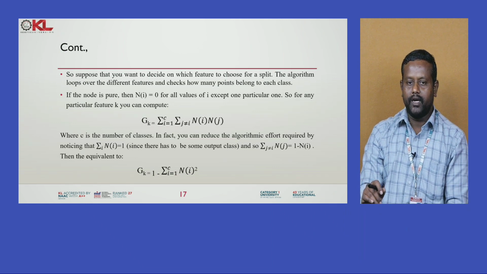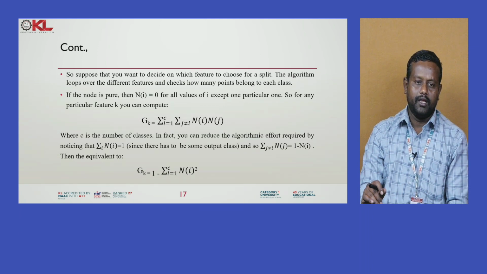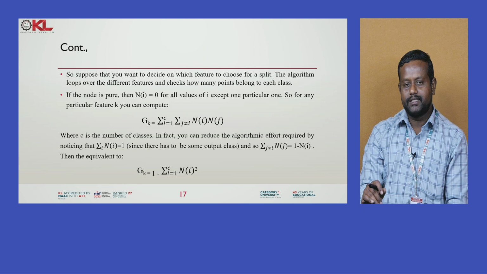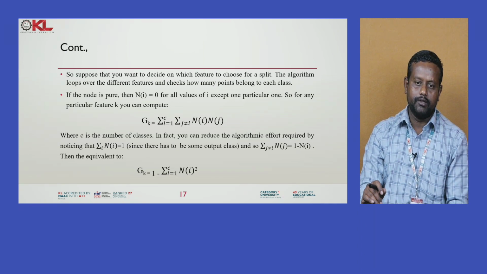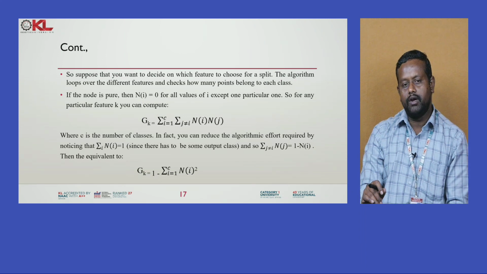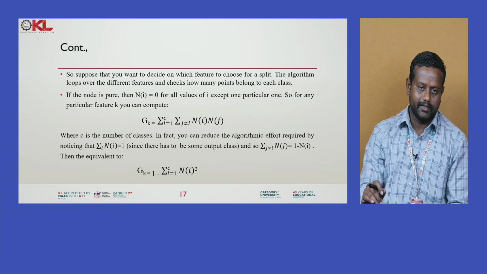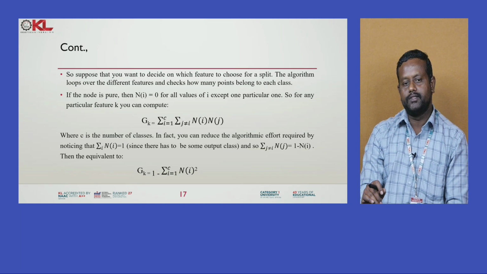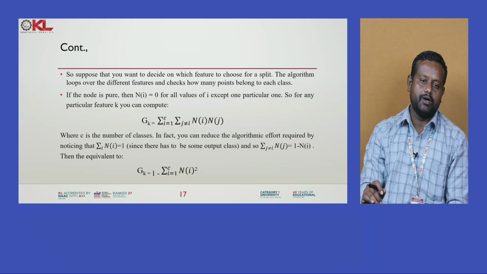In fact, you can reduce the algorithmic effort required by noticing that the summation of n_i equals 1, since there has to be some output class, and so the summation over j not equal to i of n_j equals 1 minus n_i. Then the equivalent formula which we already created is reduced to G_k equal to 1 minus the summation of i equal to 1 to c of n_i squared.